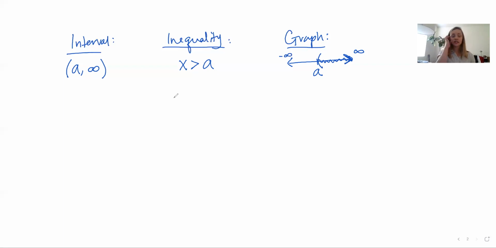So I'm going to go ahead and just list out the rest of these. The big thing is really just being able to go between these in some examples. So I'll list out the rest of these and then we'll jump into those. So our next one, we're going to have a to infinity with a bracket at a. So this is x greater than or equal to a. And our graph is going to look almost exactly the same. The only difference is that we're going to have a bracket at a, shade everything to the right.